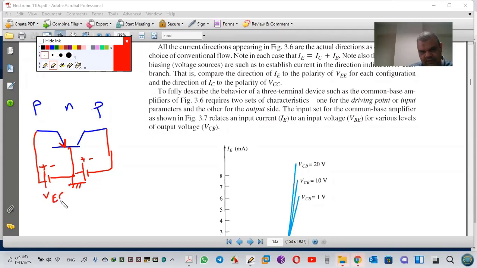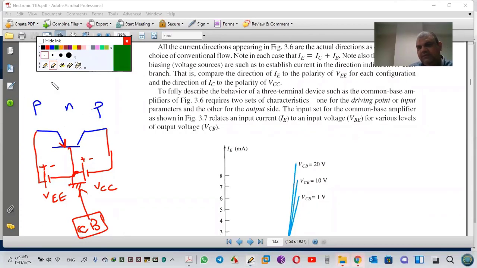VEE, VCC, and this is the common point. Is it clear for you how we can connect? So this is common base. See, in common base, we have two areas.